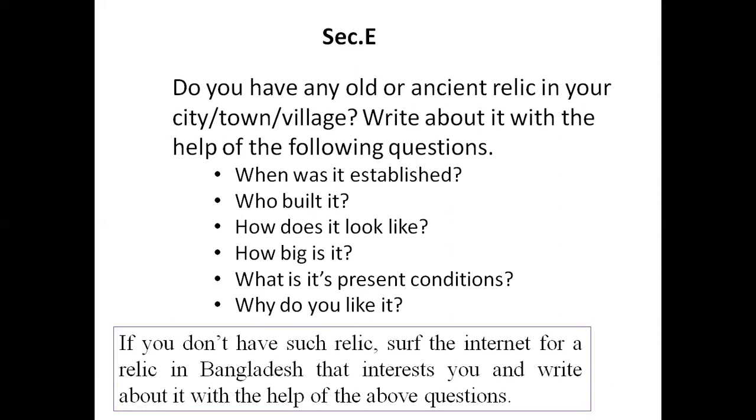Here, if you don't have one, I'd like to help you by giving a description of such an archaeological site. I'm imagining that you don't have any ancient relic in your city or town. So you could write, I have learned about one of such relics by surfing the internet, and it could be the Boro Katra, Choto Katra in Dhaka, or Lalbagh Fort in Dhaka.